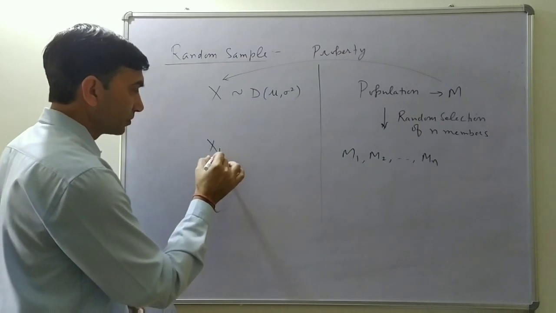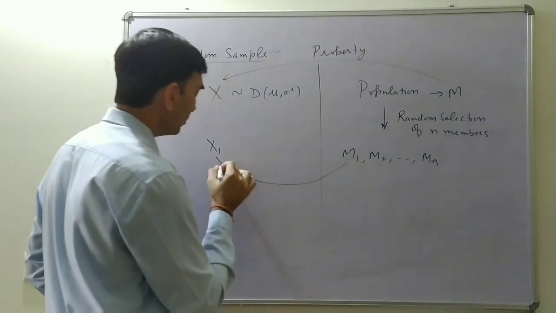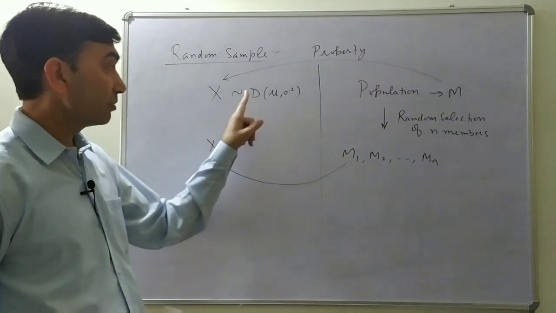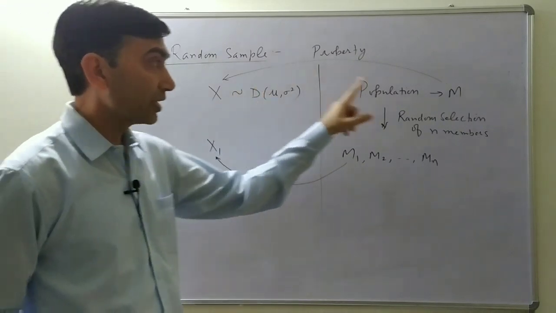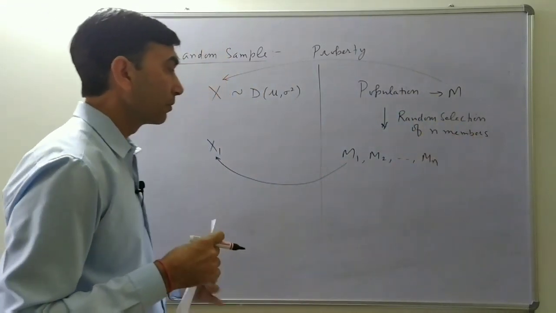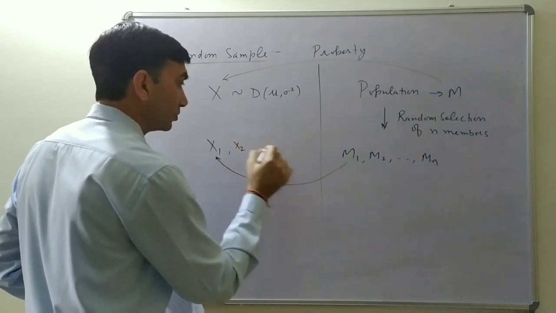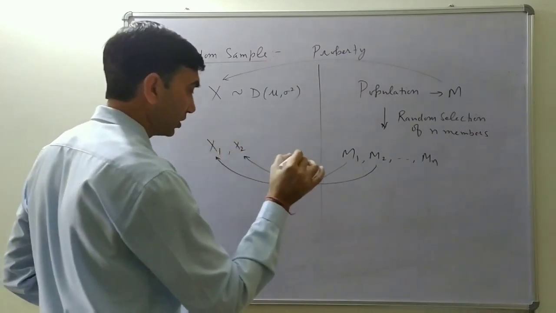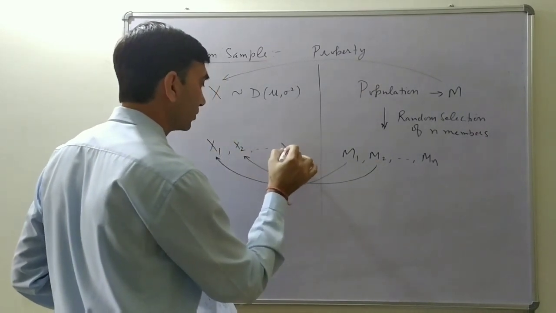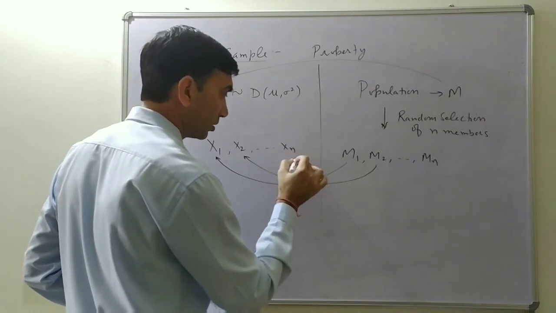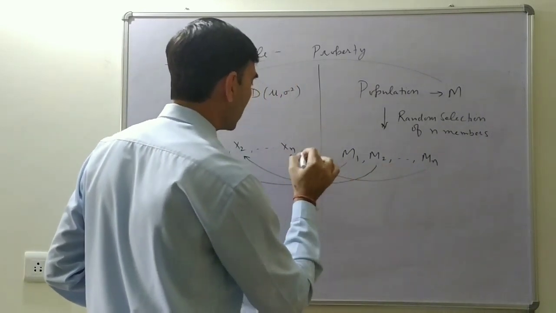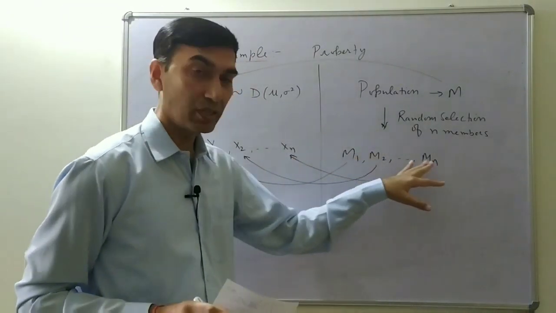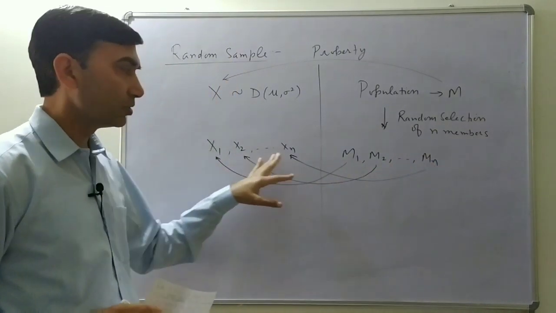Suppose X1 defines the property associated with M1, the same property which is defined by X associated with M. X2 defines the property associated with M2, and Xn measures the property associated with Mn. Now, because these selections are independent, these are also independent.